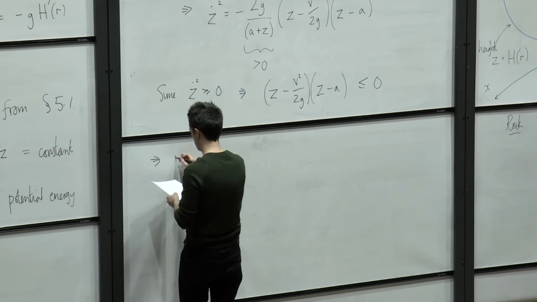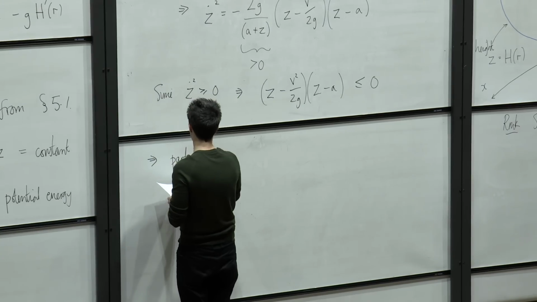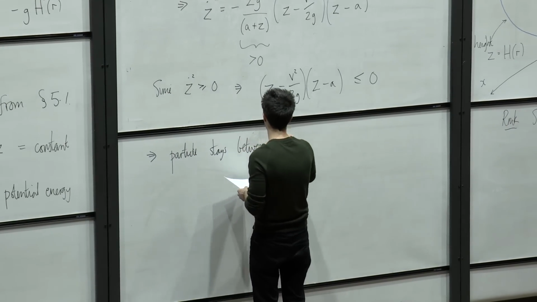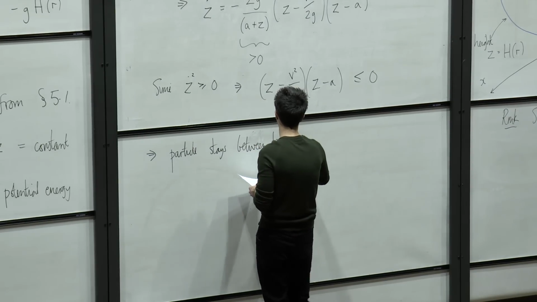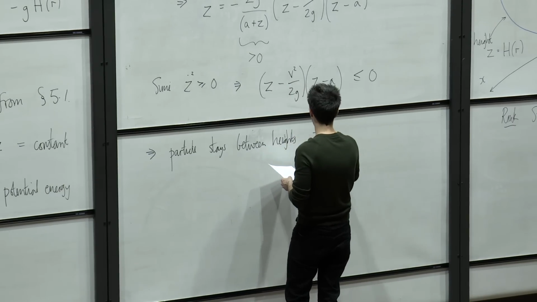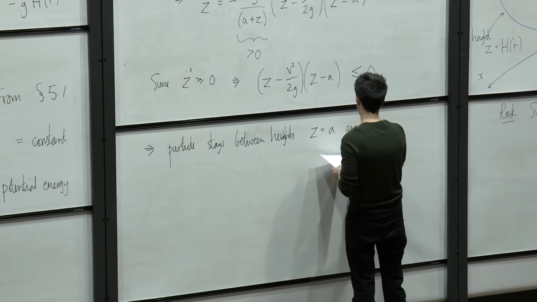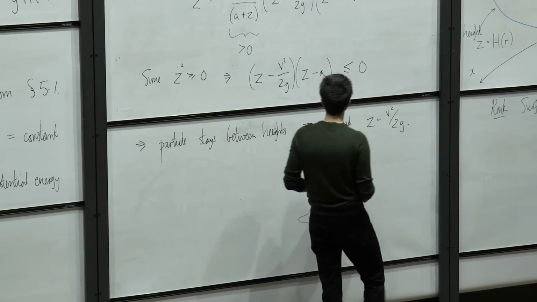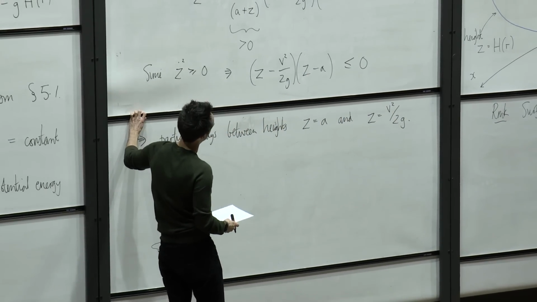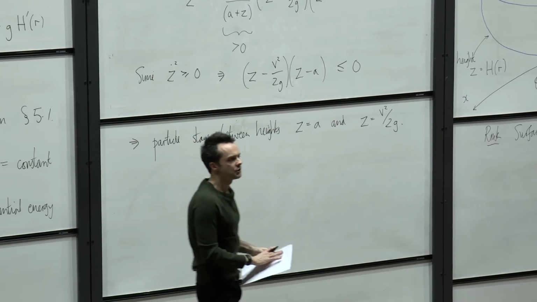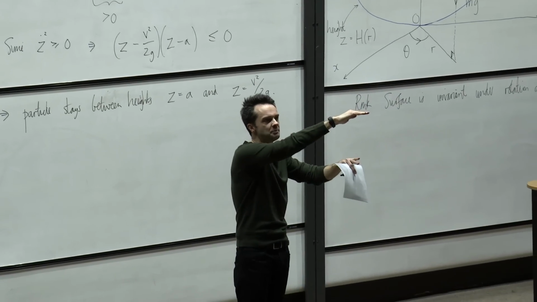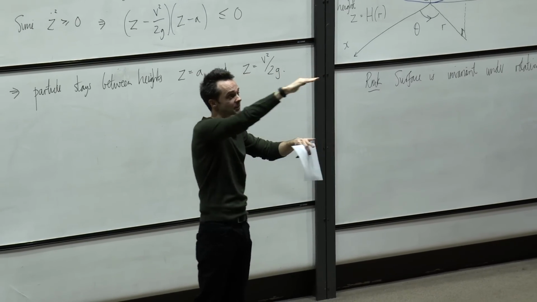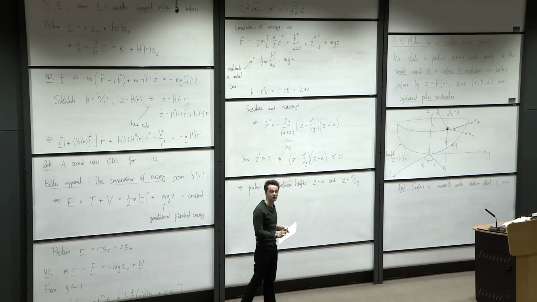So we can immediately say that the particle stays between heights z equals a and z equals v squared over 2g, which are the two roots of that quadratic. So this shows that the particle always moves in some strip around my surface of revolution. I've not solved for the dynamics, but it does lie always between these two heights.